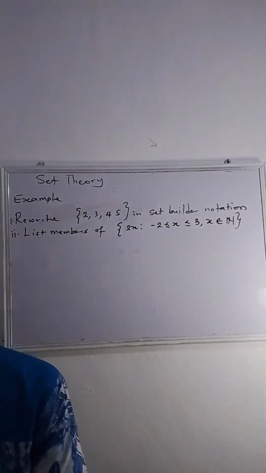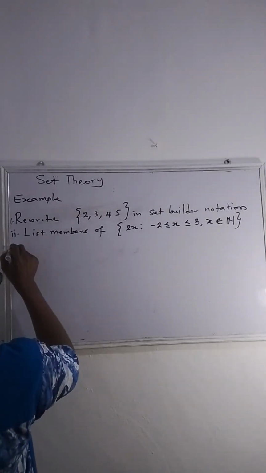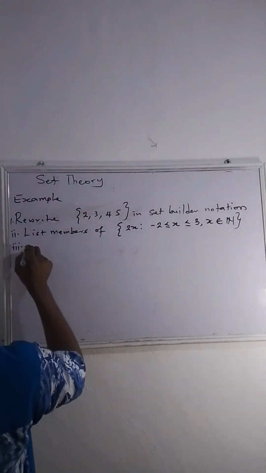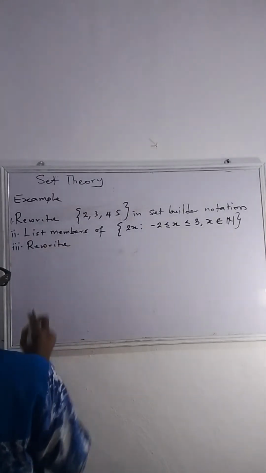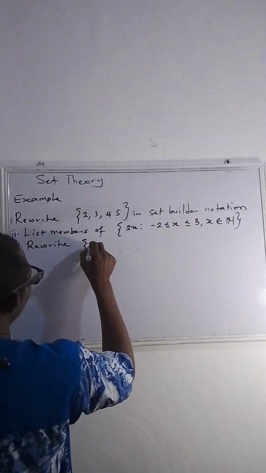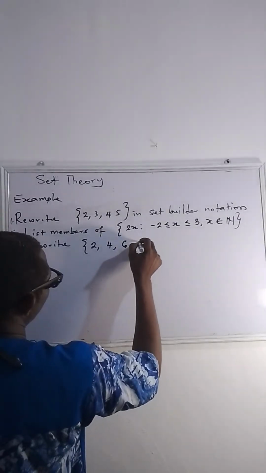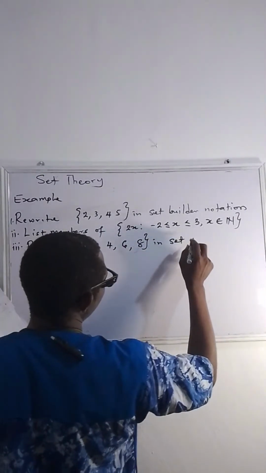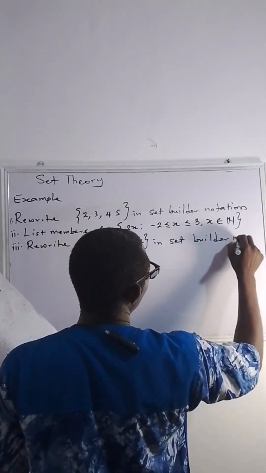Okay, so now the next one, we write 2, 4, 6, 8 in set builder notation.